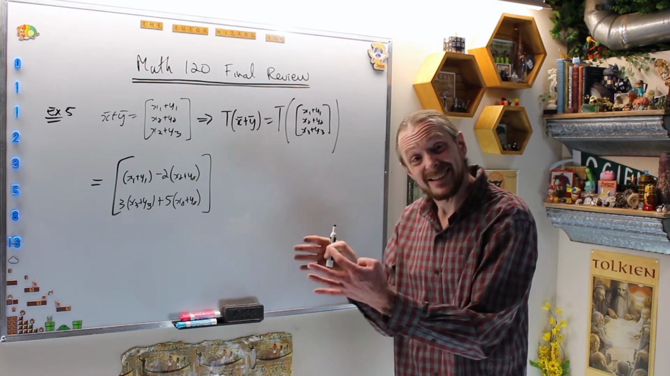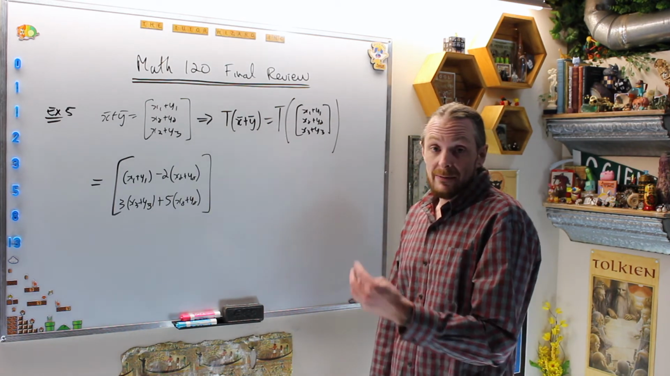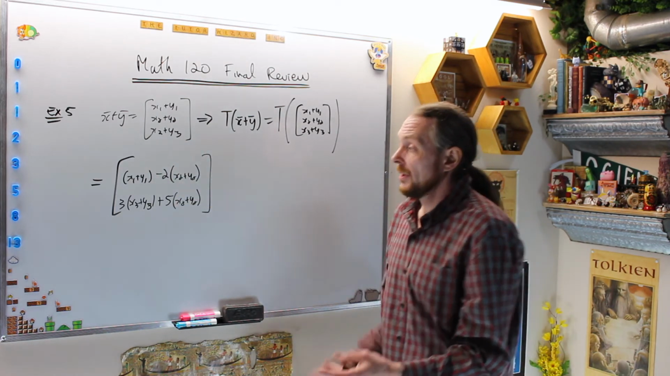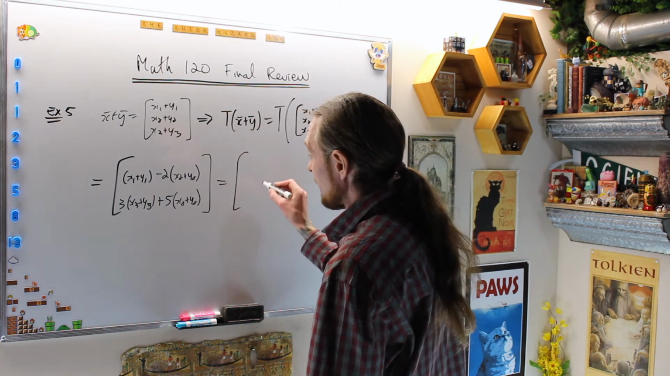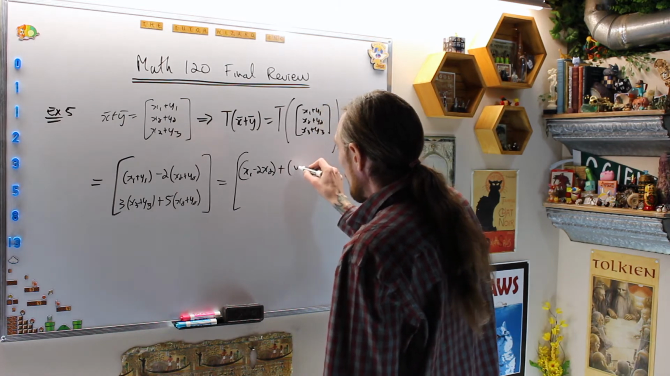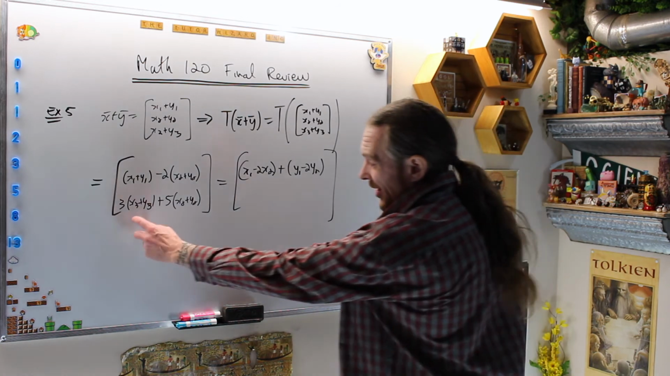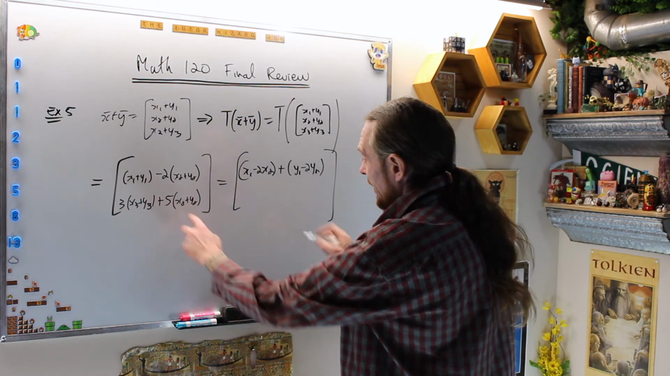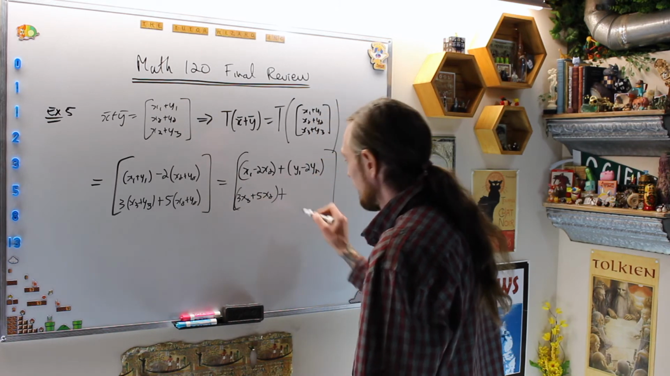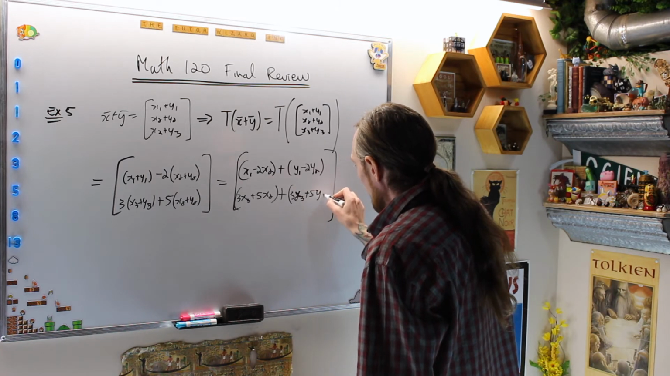First I'm going to group the x's together and group the y's together using the arithmetic rules of the real numbers, and then we'll split it as 2 vectors. This is equal to grouping the x's and the y's together, x1 minus 2x2 plus y1 minus 2y2. In the bottom I have 3x3 plus 5x2 plus 3y3 plus 5y2.